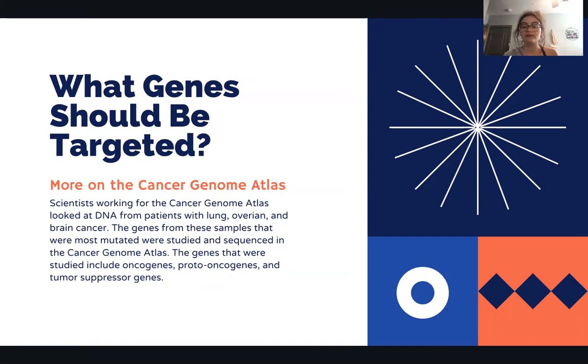Scientists working for the Cancer Genome Atlas looked at DNA from patients with lung, ovarian, and brain cancer. So these were the 3 types of cancers that they were looking at. The genes from these samples that were most mutated were studied and sequenced in the Cancer Genome Atlas. These genes included oncogenes, proto-oncogenes, and tumor suppressor genes. So these are 3 types of genes that were really focused on and studied for this project.